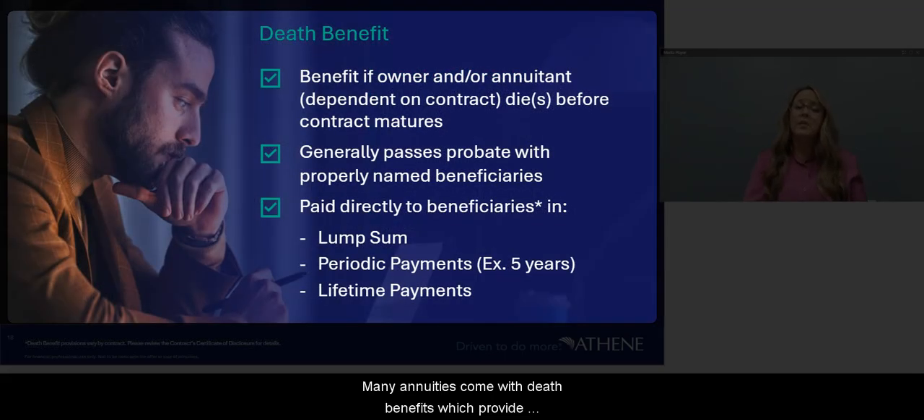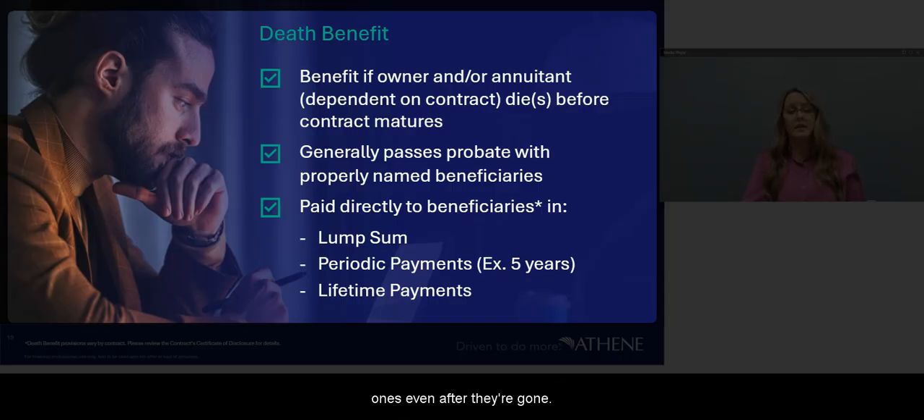Many annuities come with death benefits, which provide a payout to your client's beneficiaries if the owner and/or annuitant passes away before the annuity is fully paid out. Death benefits can help provide peace of mind, knowing that the annuity can help support a client's loved ones, even after they're gone.